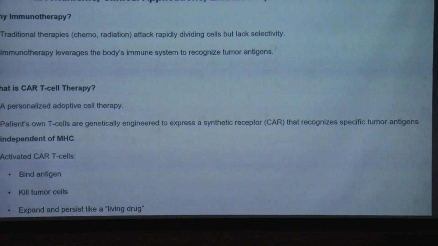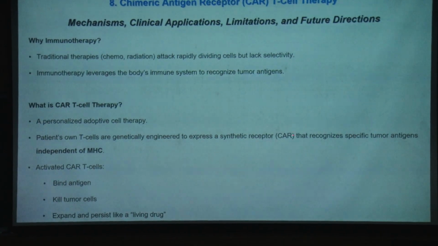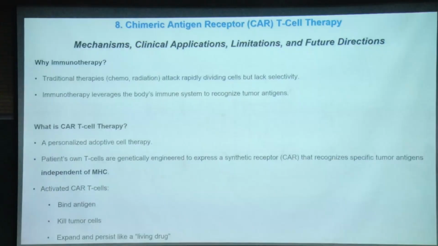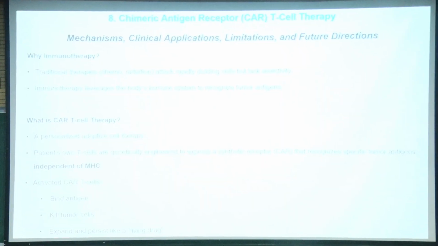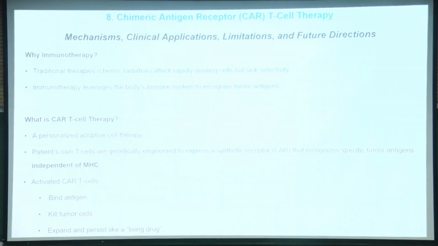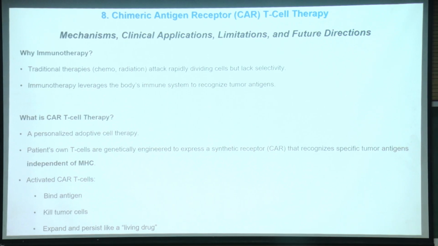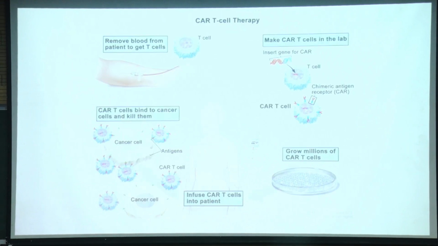Patients' own T cells are genetically engineered to express CAR that recognizes specific tumor antigens independent of MHC. So tumor cells are down-regulating MHC. Now we don't even need MHC because we have the receptor directly there. So activated CAR T cells bind antigen, kill tumor cells. Okay, this is like a living drug.